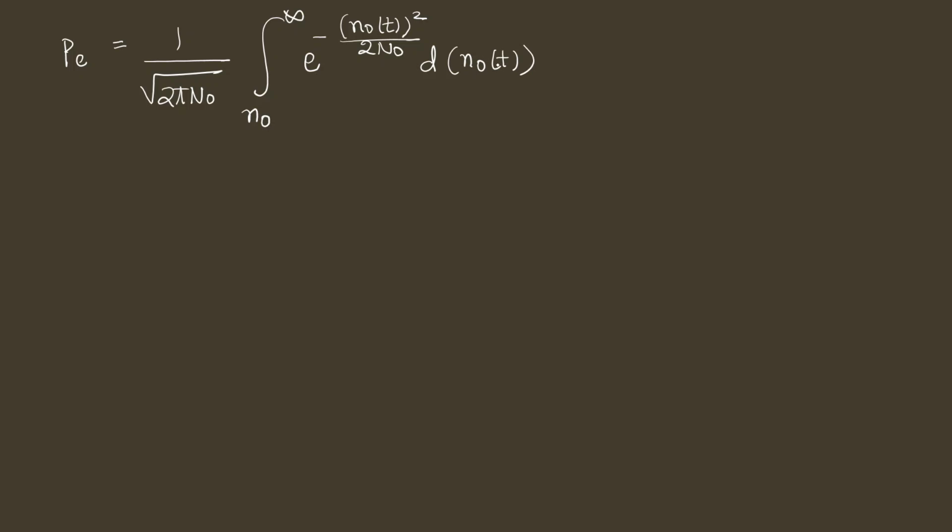The reason we are using d n naught of t is because we have taken the random variable as n naught, which is the added sum of n1 and n2.